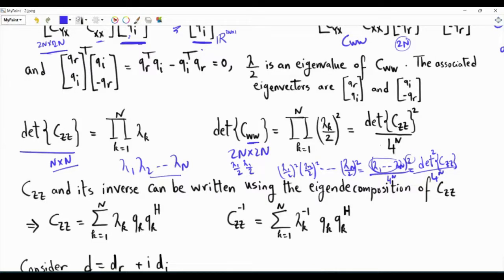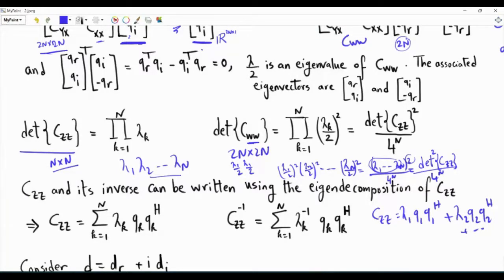But in the expressions of the joint PDF and the joint CF, we also have quadratic forms. What should we do with these quadratic forms? The trick again is to employ the eigendecomposition of CZZ. CZZ itself can be written using its eigendecomposition as a sum over its eigenvalues and the outer products of its eigenvectors. So CZZ is lambda 1, and if Q1 is an associated eigenvector with lambda 1, then we have lambda 1 Q1 Q1 Hermitian, plus lambda 2 Q2 Q2 Hermitian, and so on.